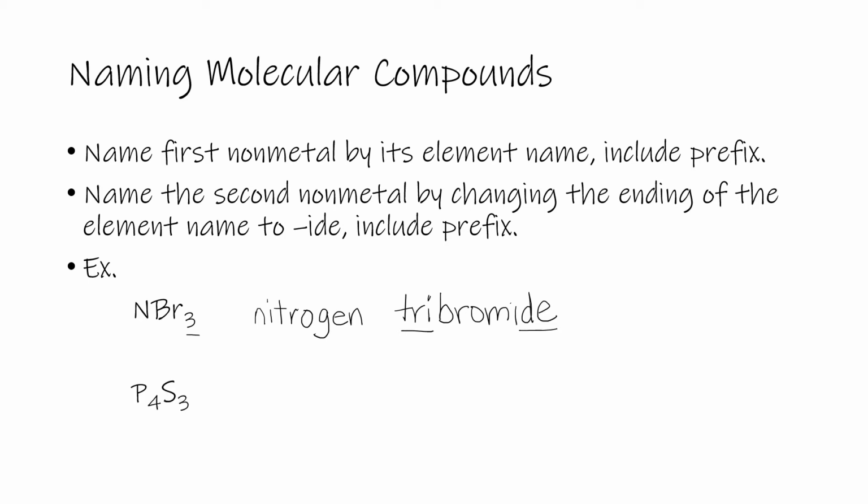One more example, we have P4S3. P stands for phosphorus. We have 4 of them in our compound. The prefix for 4 is tetra. So the first element becomes tetraphosphorus.